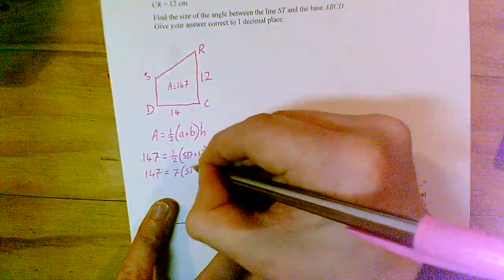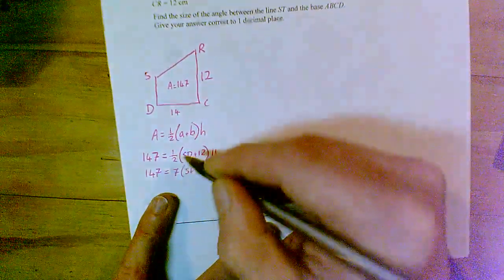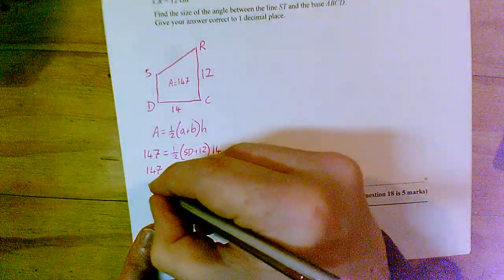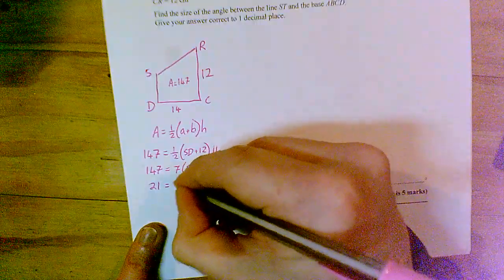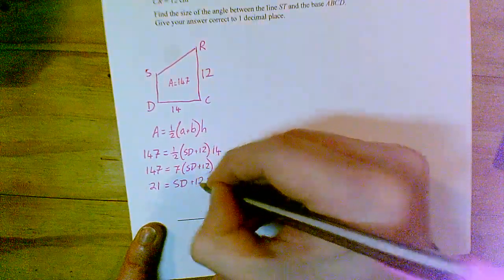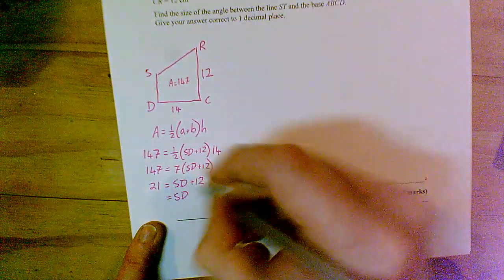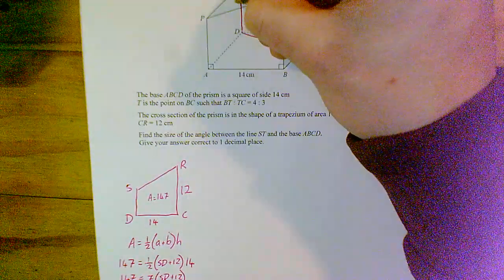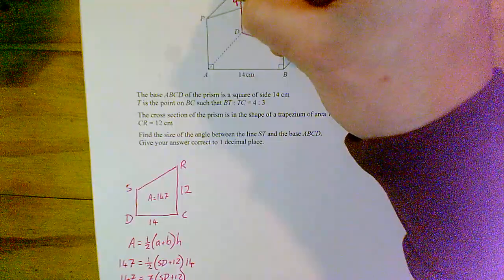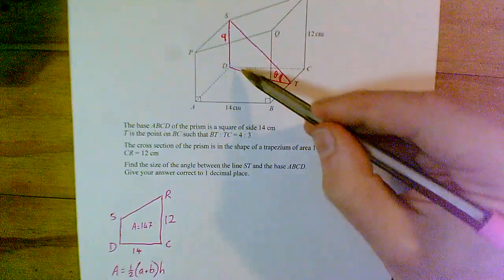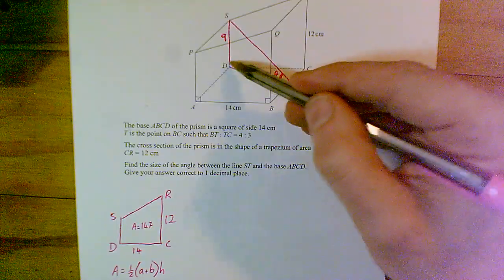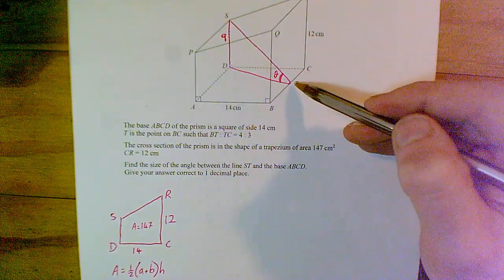So 147 equals 7 times SD plus 12. So then I need to divide both sides by 7. 147 divided by 7 is 21. That's nice and easy. So 21 equals SD plus 12. So SD is going to be equal to 21 take away 12. So SD is going to be equal to 9. Right, brilliant. I've got one of my two lengths already. Now, as soon as I can find that other length there, I can do some trigonometry. So I need to work out DT.